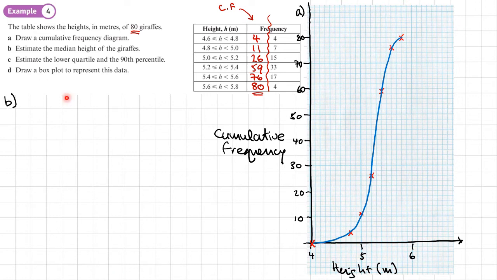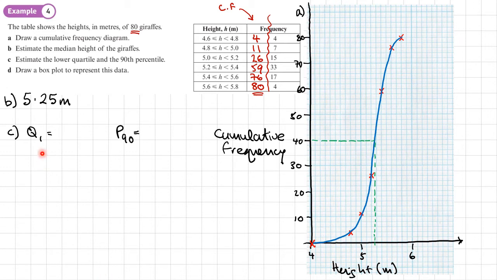And part B says estimate the median heights of the giraffes. Now to do that, we need to go up to half of the cumulative frequency, and we're going to read off this value here. Now remember, it's an estimate, so it looks like I've got something like 5.1, 5.2, I would say 5.25. So 5.25 meters. Then moving on to part C, estimate the lower quartile and the 90th percentile. So Q1 first and then P90 afterwards.